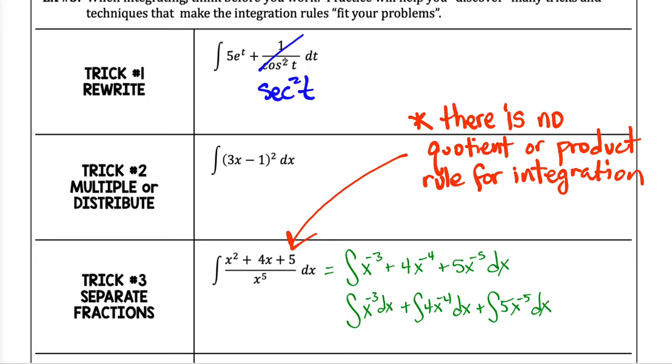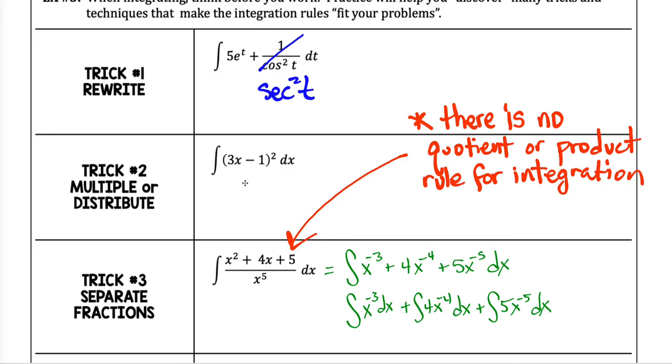The reason this one is going to be nicer is, do you remember what secant squared is the derivative of? Tangent. So our goal is to be able to write integrals as common derivatives that we have found. So if you can write them that way, we would want to.